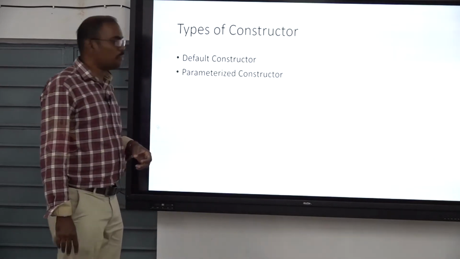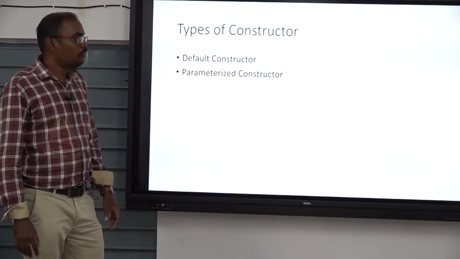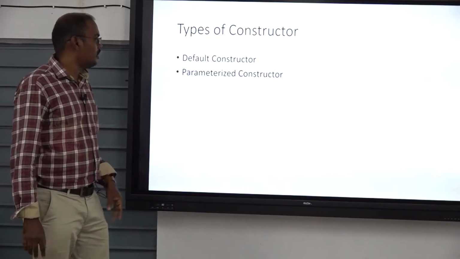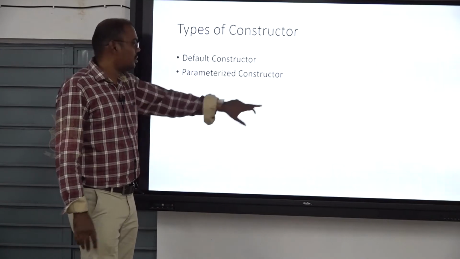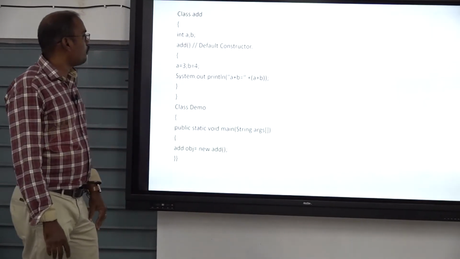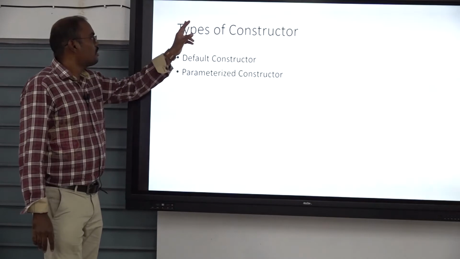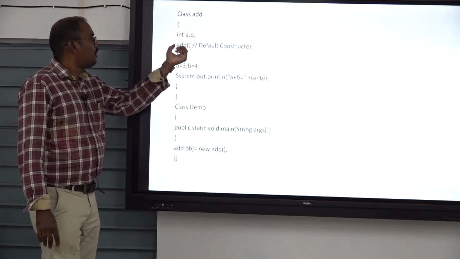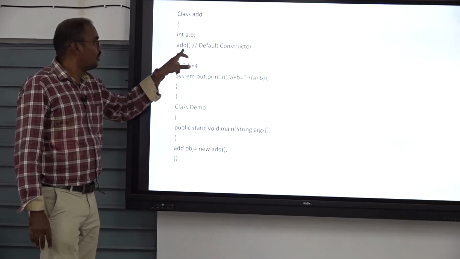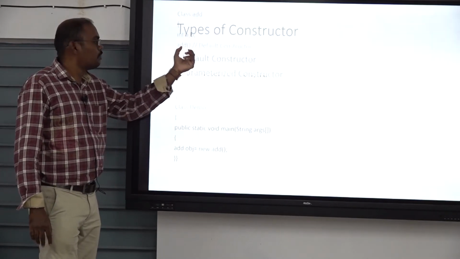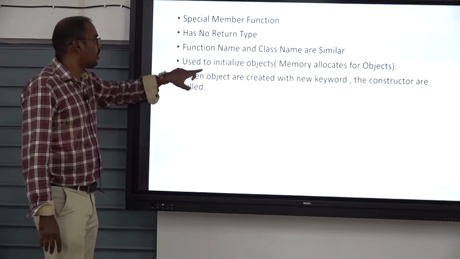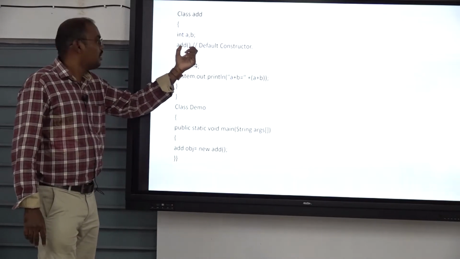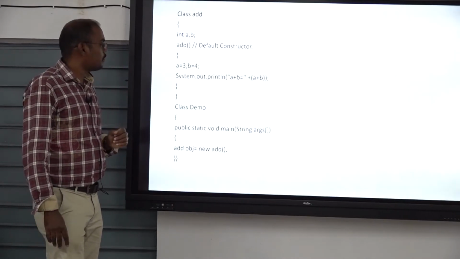Now we see types of constructor. There are many types. Now we see just two types. First one is default constructor. Second one is parameterized constructor. Default constructor: class name and function name are similar. We won't give any arguments in the constructor, that is default constructor.